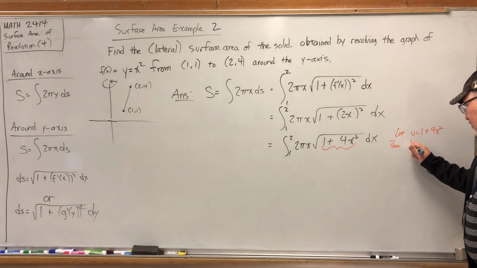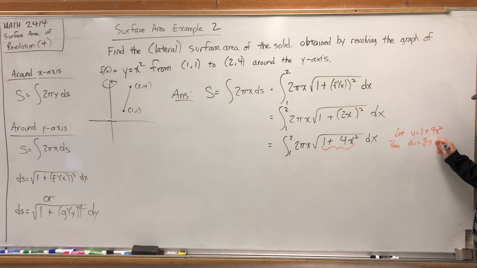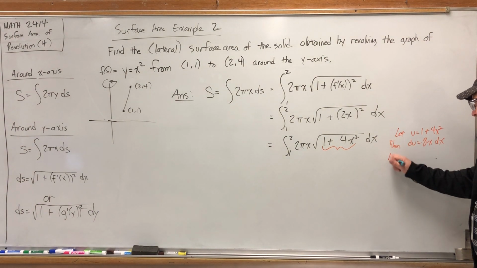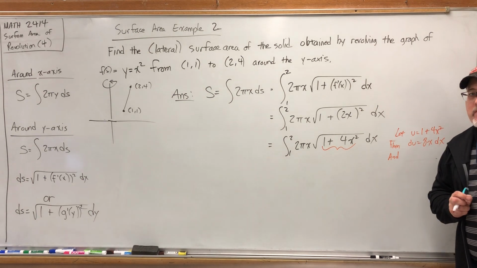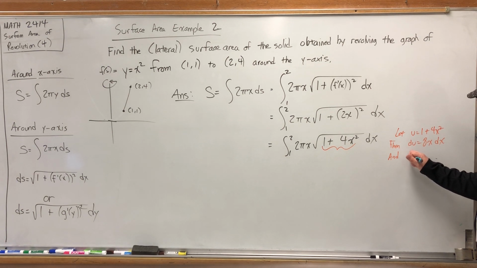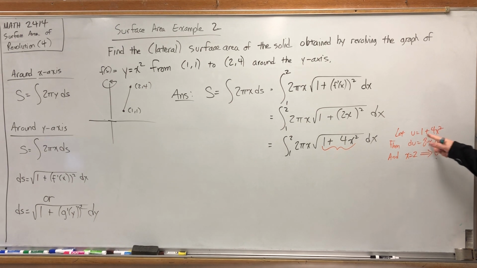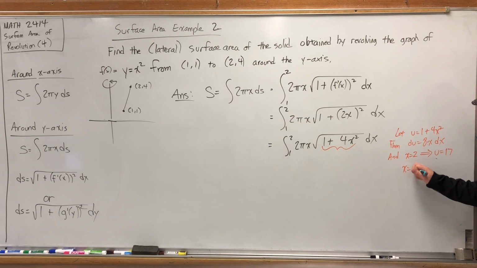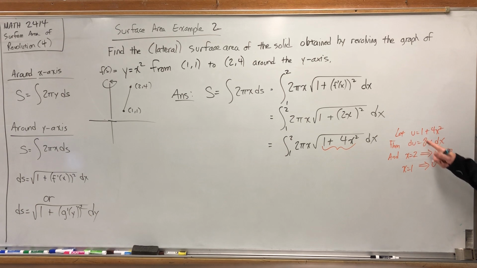Then we have du is equal to 8x dx, so we'll dress up the du package in just a second. And since this is a definite integral, we have the option of changing the limits of integration. Why don't we go ahead and do that? Let's do the upper limit first. The upper limit of integration is x equals 2, but this implies that u is equal to 1 plus 4 times 2 squared. Well, 2 squared is 4, times 4 is 16, plus 1 is 17. And the lower limit of x equals 1 implies that u is equal to 1 plus 4 times 1 squared. 1 squared is 1, times 4 is 4, plus another 1 is 5.